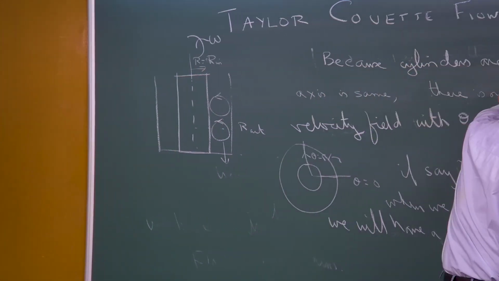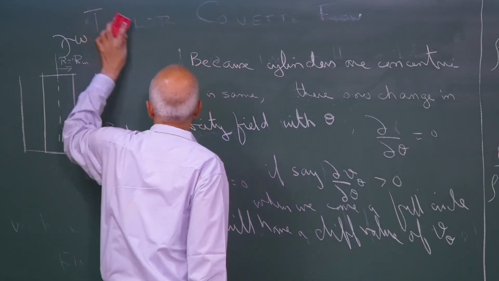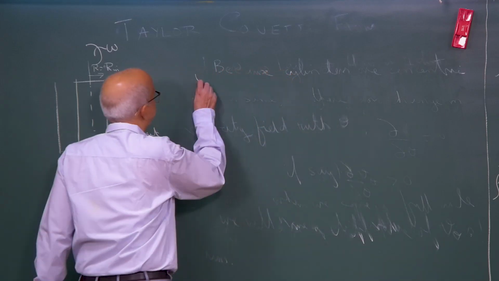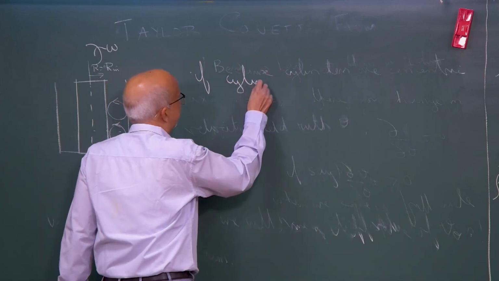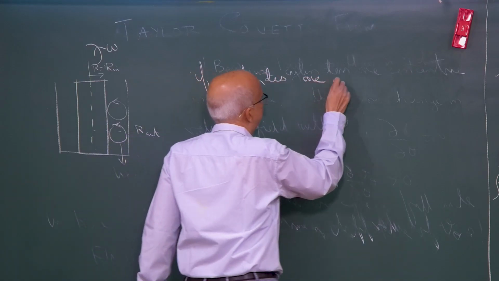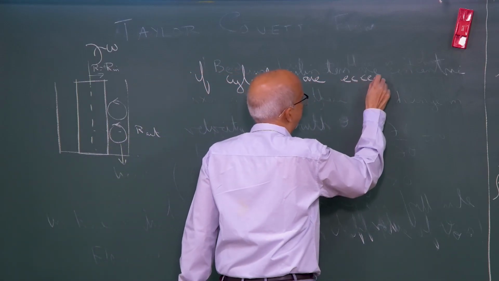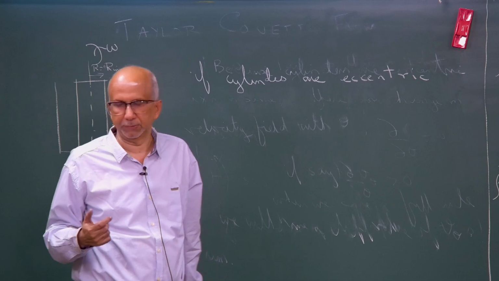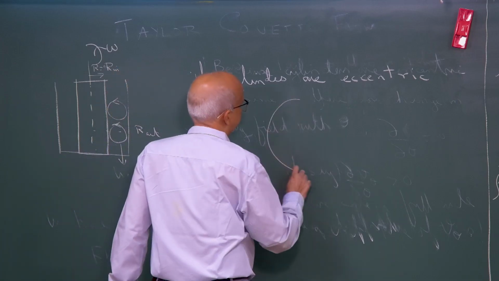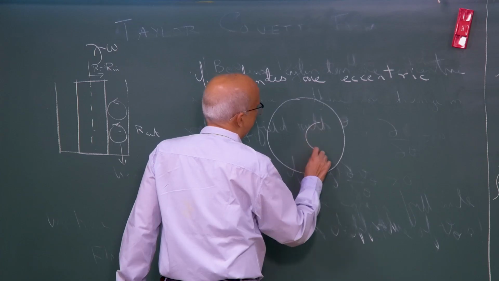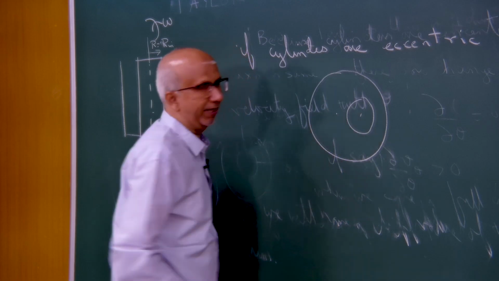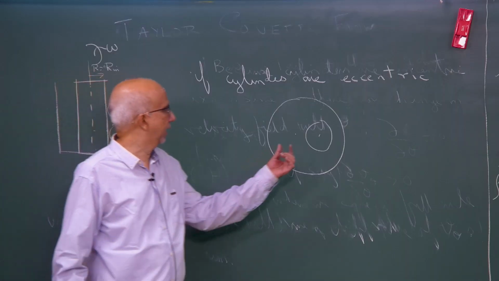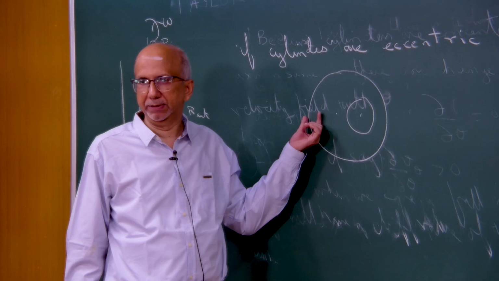Is there an example of when theta symmetry will not be there? If the cylinders are eccentric, means they are not concentric, they do not have the same axis. Okay. So what happens? I have this big cylinder here and I have a small cylinder not having the same axis. This has a separate axis, this has a separate axis, and now my inner cylinder is moving. The gap here is much smaller than the gap here.